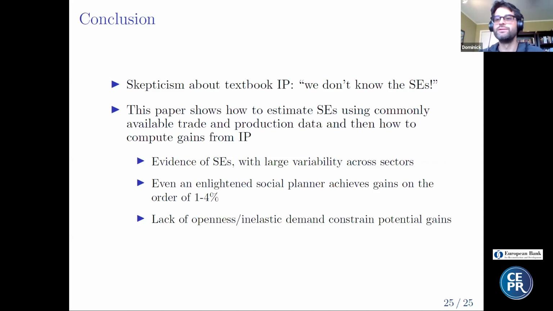The usual skepticism about the textbook industrial policy is that, well, it sounds great, I'm sure it'd be wonderful to do it, but we don't know which are the winners. We don't know the scale elasticities. So here we estimate the scale elasticities in a new way. And we find that, in fact, there's evidence of them with large variability across sectors, which is a necessary condition for this textbook industrial policy to be effective.